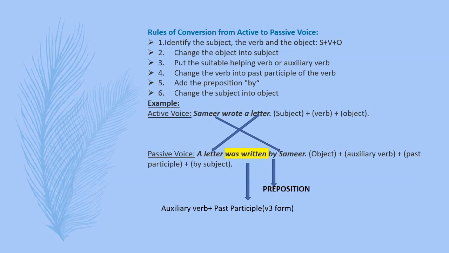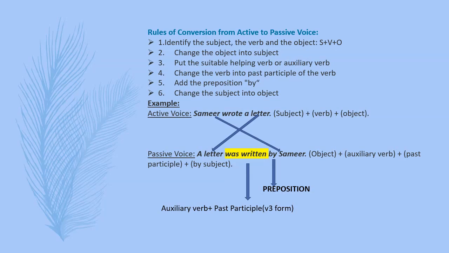Now, put the suitable helping verb or auxiliary verb as per the situation and requirement. As we all know, we are talking about a letter. So what is this letter? A letter is in singular form here. So with singular form, we are going to use was, as the sentence is past indefinite. Definitely, singular subjects would take was. So was plus V3 form.